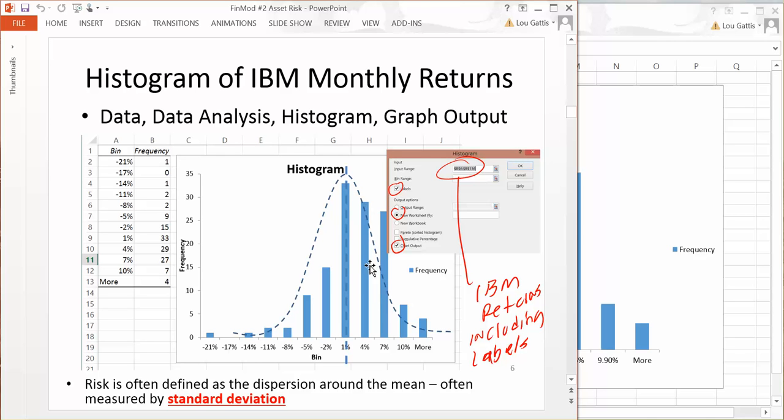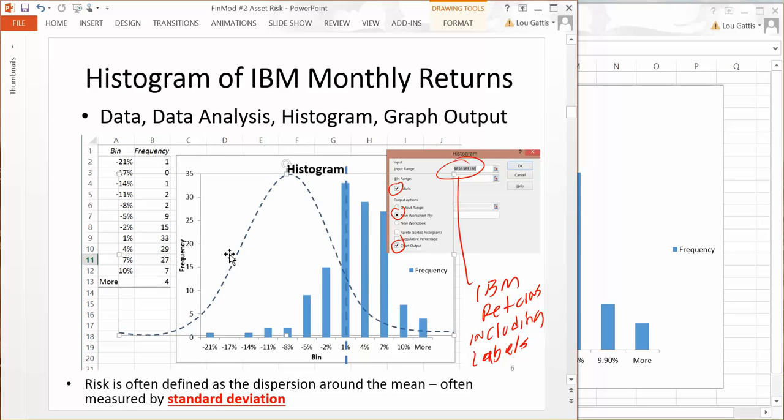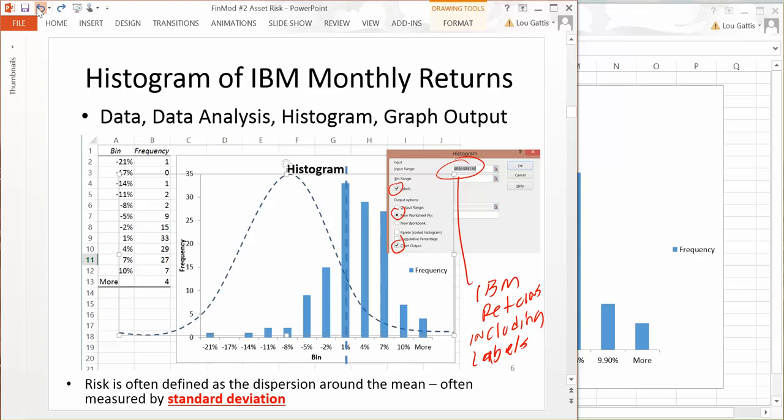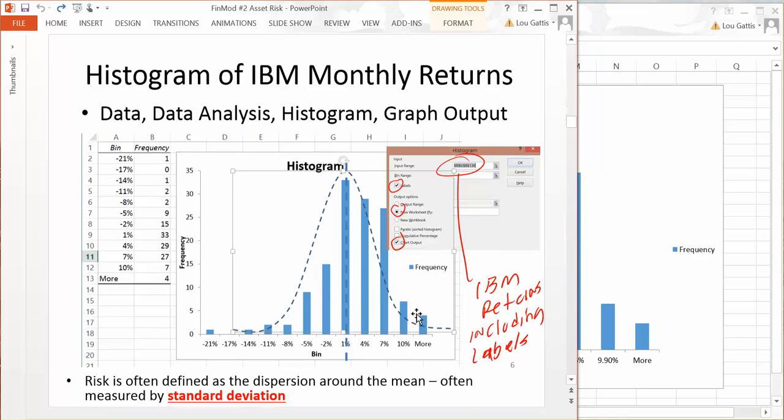It tries to fit it across the data, and then it picks a metric called standard deviation, which measures how fat this bell is going to be. A larger standard deviation means that this curve has a fatter distribution. If the standard deviation is less, it would have a thinner distribution around the mean.